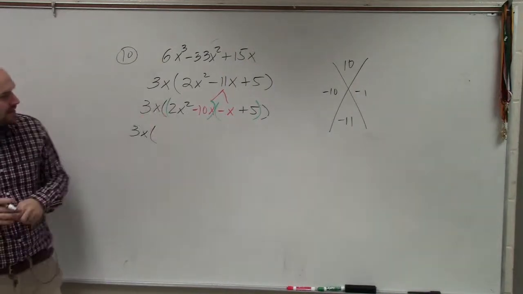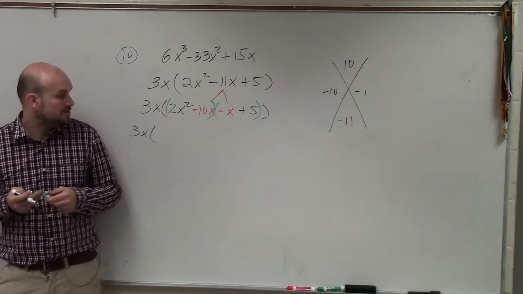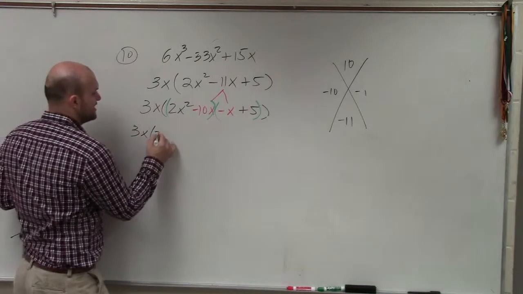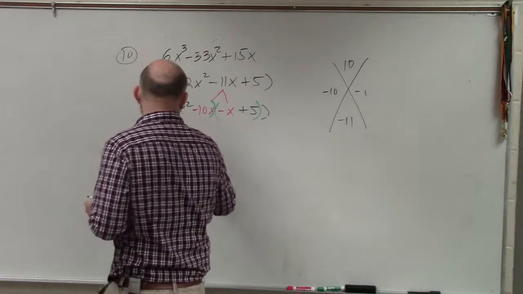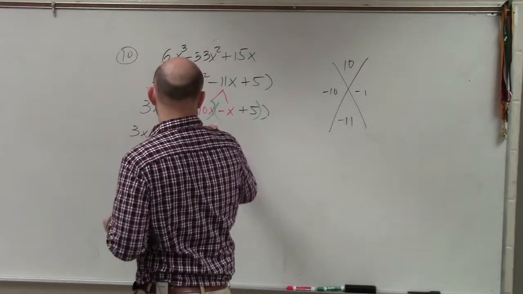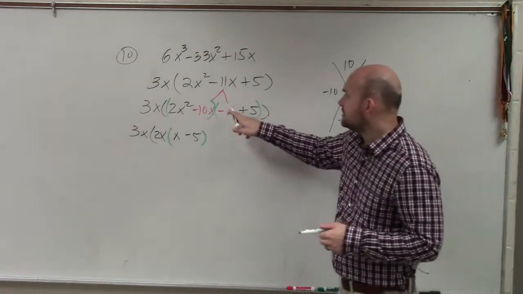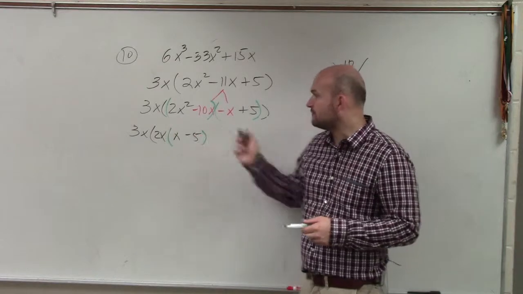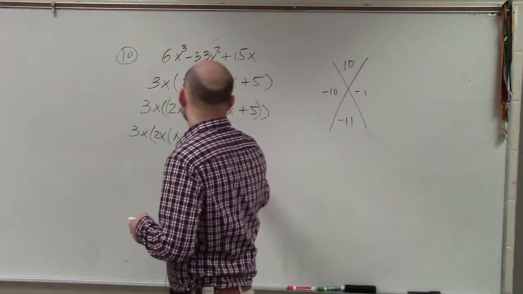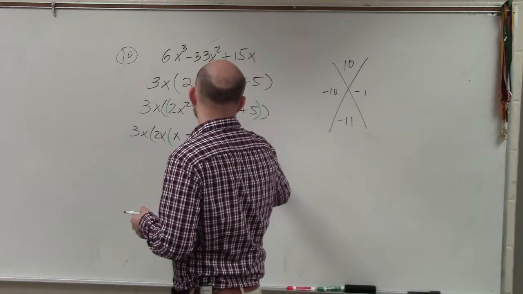Now, what do 2x squared and negative 10x have in common? What can I factor out? A 2x. When you factor out a 2x, you're left with x minus 5. Would everybody agree with me? Yes? Then between the negative x and plus 5, I want that to look like this. So I'm going to have to factor out a negative 1, and when I do, I'm left with x minus 5.